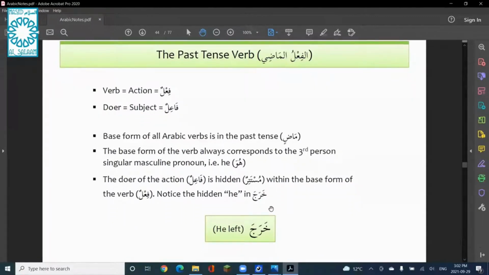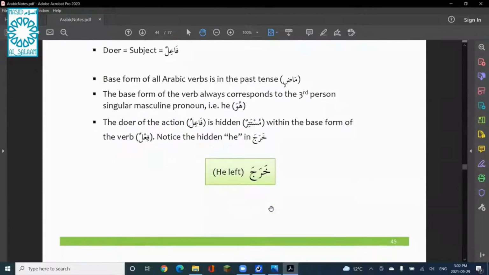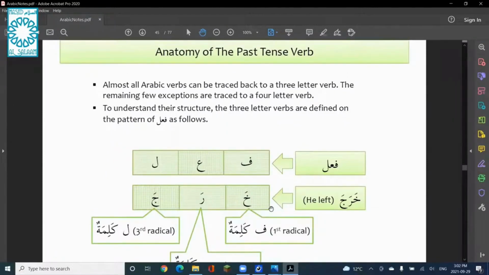Okay. Now on the next page, you can see almost all Arabic verbs can be traced back to a 3-letter verb. The remaining few exceptions are traced to a 4-letter verb, but since 99 point some percent are 3-letter verbs, we will learn the 4-letter verbs a little bit later in the course. We don't need to focus on them right now.